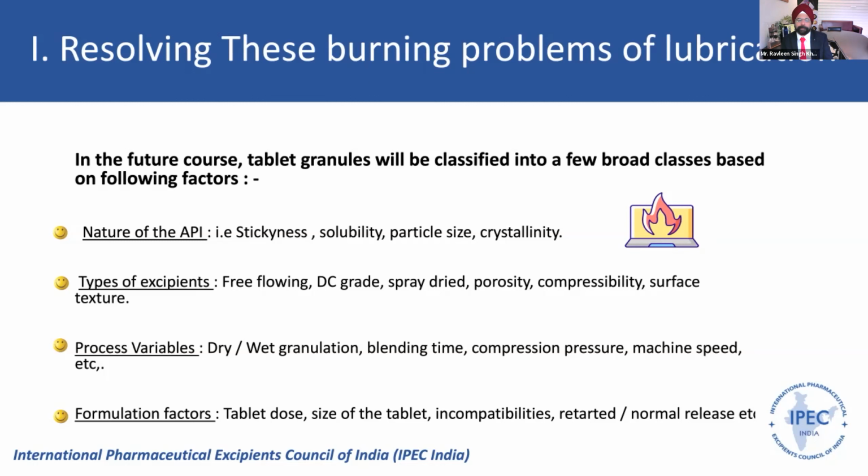Then the process variables. Are you doing dry granulation or wet granulation? What is the blending time? What is the pressure of compression? The machine speed, the kind of machine you're using, etc. Then comes the formulation factors: tablet dose, size of the tablet, incompatibilities, retard release, normal release, sustained release, etc. Based on these factors, you have to classify your products into different categories. And then you have to do the matchmaking part.